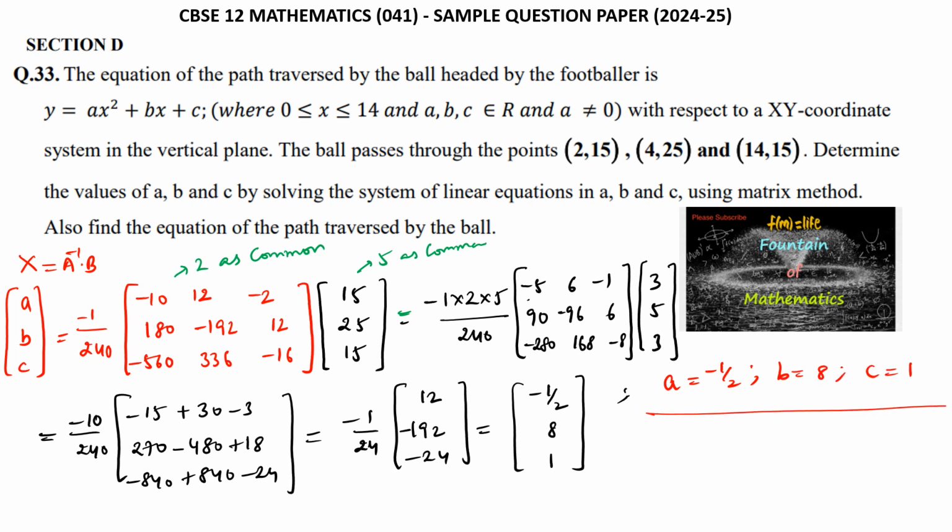And hence we can give the parabolic path, that is the path traversed by the footballer: y is equal to minus 1 by 2 x square plus 8x plus 1 is the answer. Okay.